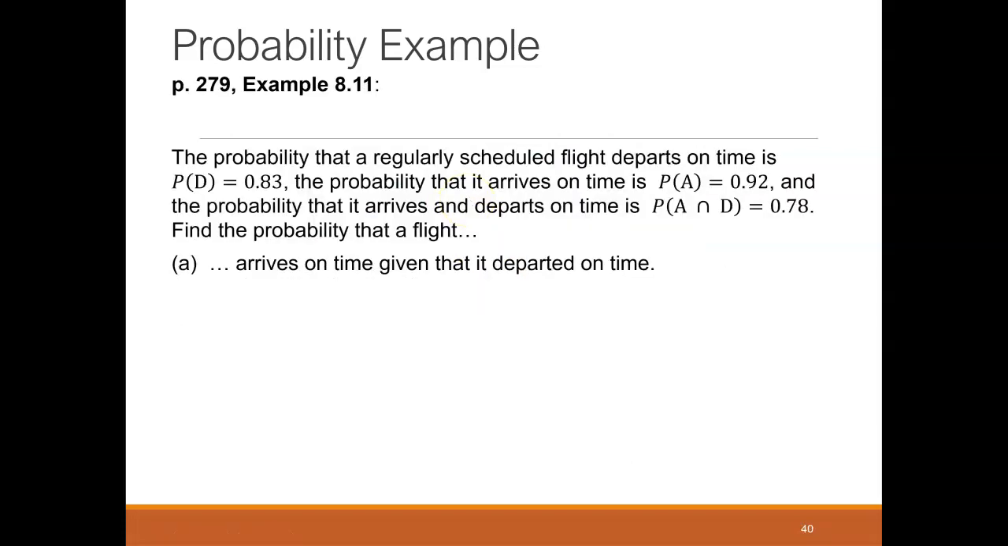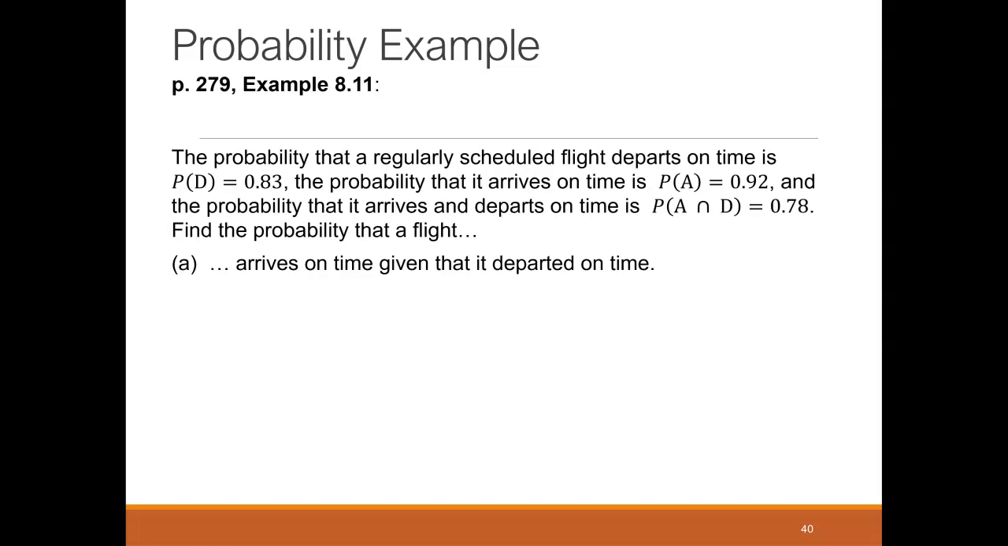All right. Next example. The probability that a regularly scheduled flight departs on time is 0.83. The probability that it arrives on time is 0.92. And the probability that it arrives and departs on time is 0.78. Find the probability that a flight arrives on time given that it departed on time.